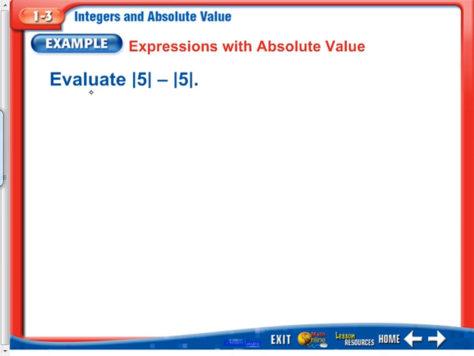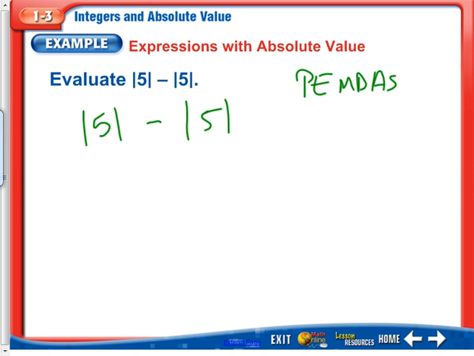All right, now it says evaluate. Absolute value of 5 minus the absolute value of 5. So we actually have, if we think of PEMDAS, we have some grouping symbols here. So we have to take care of our grouping symbols first. So I'm going to rewrite it. Absolute value of 5 minus the absolute value of 5. All right, what is the absolute value of 5? Well, how far is 5 from 0? Well, it is 5 units from 0.